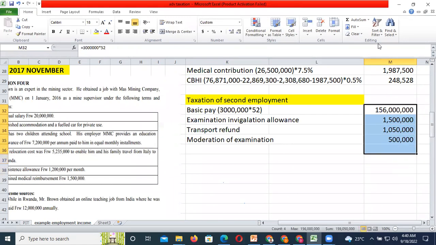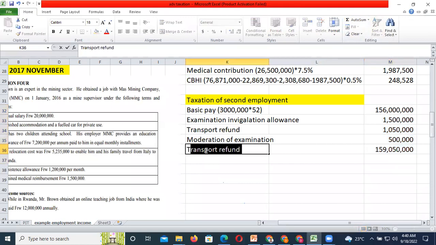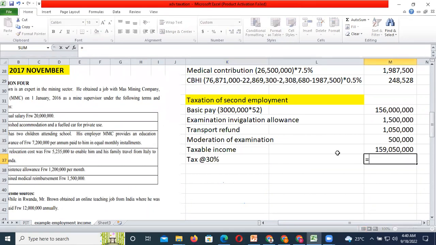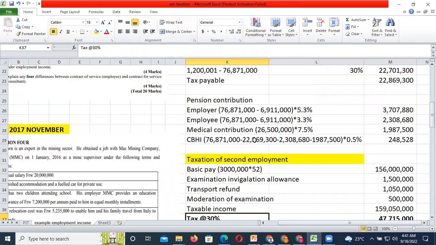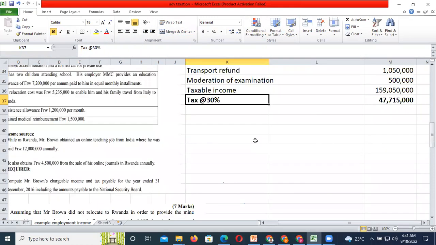So the taxable income will be this. Being a second employer, you are going to calculate tax at 30%. So I'm getting this times 30%. Then I have the tax to be paid. Now you can compute the pension again. So that was the first part of the question that we were supposed to look at.